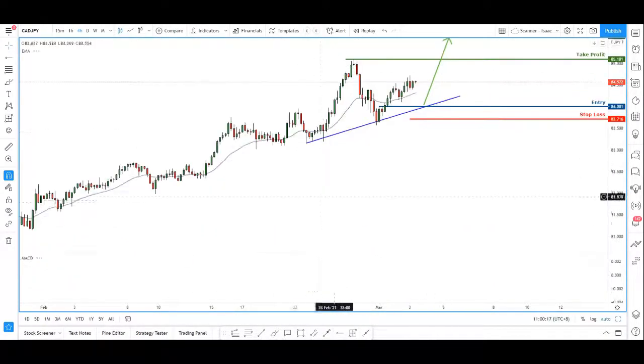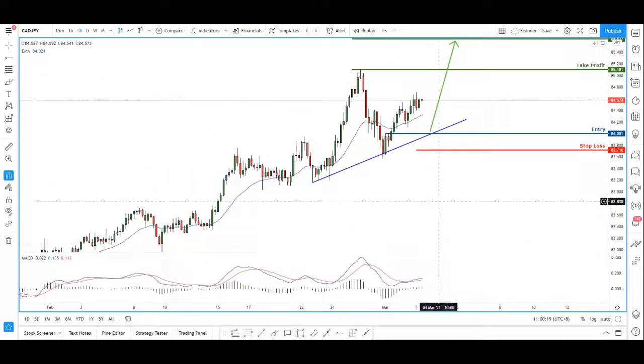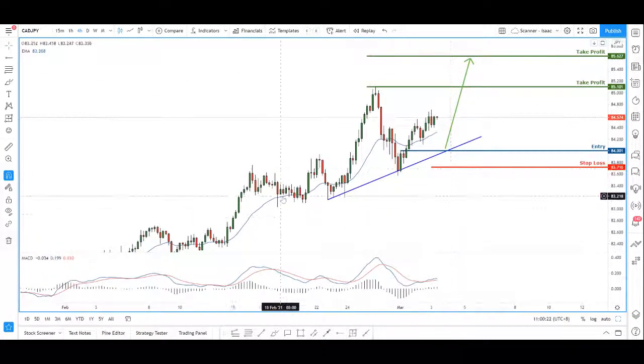Last but not least, we can also include indicators. We see here very quickly the price is holding above the moving average, and MACD is also above zero, showing room for further bullish momentum.